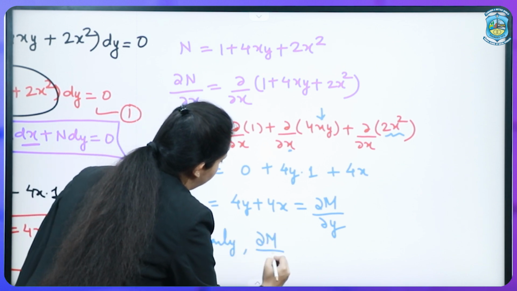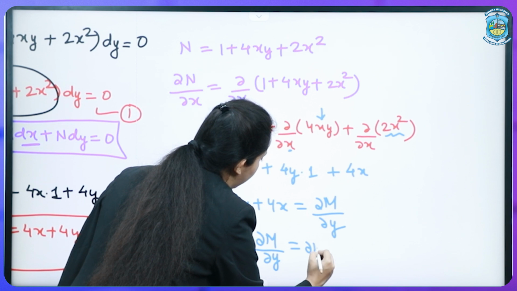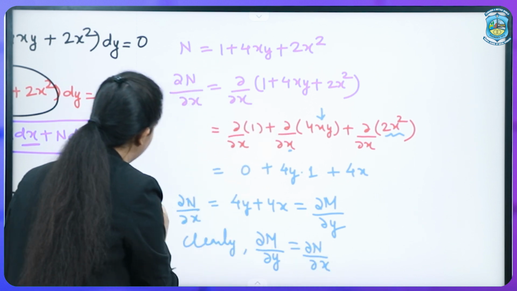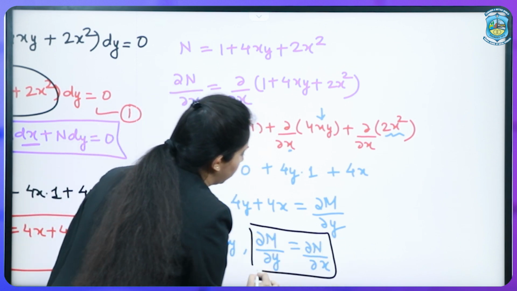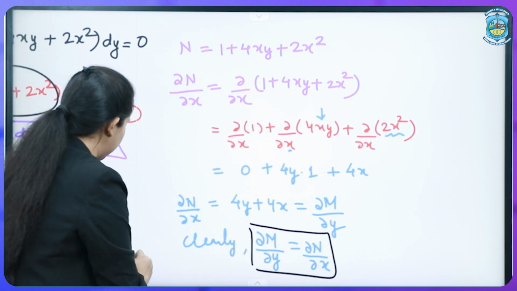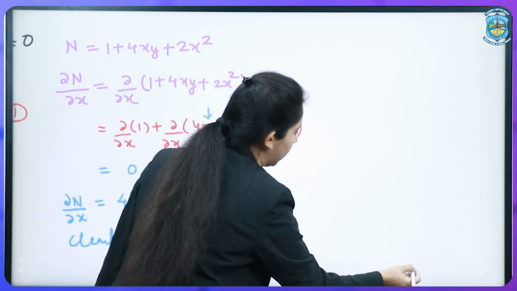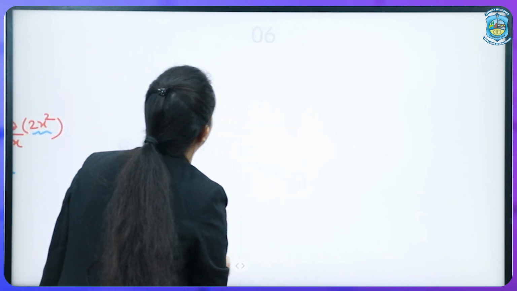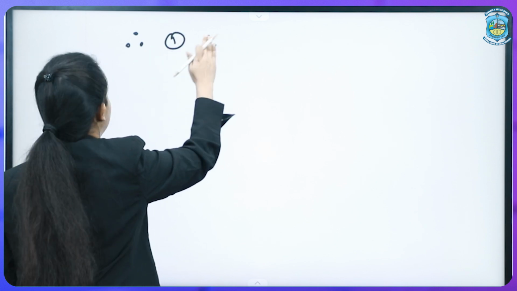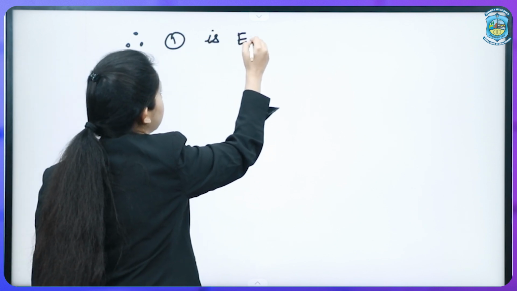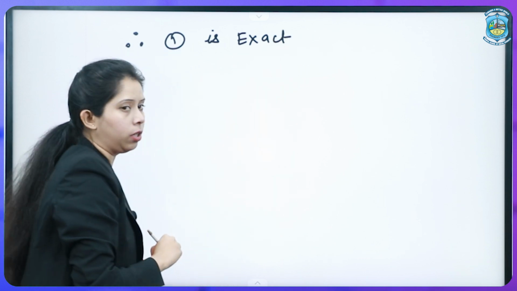So, clearly we can write that del m by del y is equal to del n by del x. So, which is the condition of exactness? So, this is the condition of exactness. So, we can say that equation number 1 is exact. So, therefore, equation 1 is exact. Now, we need to find the solution of this exact differential equation.